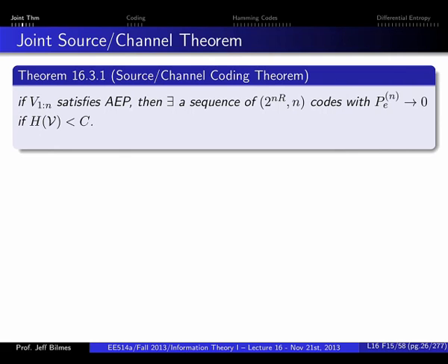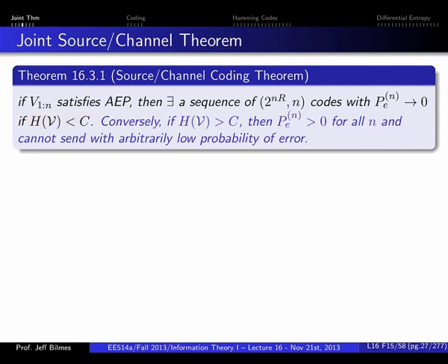So the theorem says that if there's an asymptotic equipartition property associated with the source, then there exists a sequence of 2^(nR), n codes with vanishing probability of error if, now here's the big if, not the rate of information we're sending lies below the capacity, but instead if the entropy of the source is below the capacity. So in other words, the condition is now that the entropy of the source has to be below the capacity. That's sufficient for there being a vanishing probability of error sequence of codes.